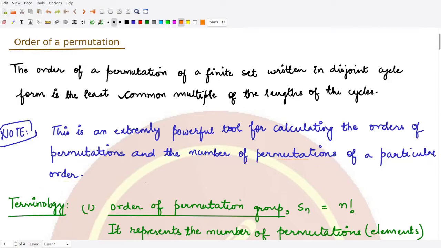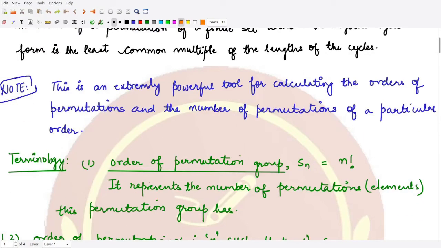You already know what the order of a permutation group is. Suppose we are talking about the symmetric group Sn, which is the permutation group. It has order n factorial. You know how we calculated the same in the previous video. This represents how many elements, that means how many permutations, are present within this group. So Sn would have n factorial permutations present within it.